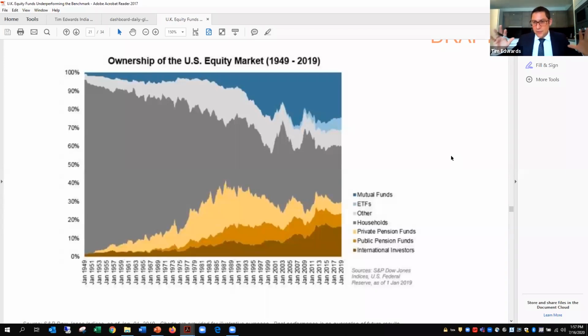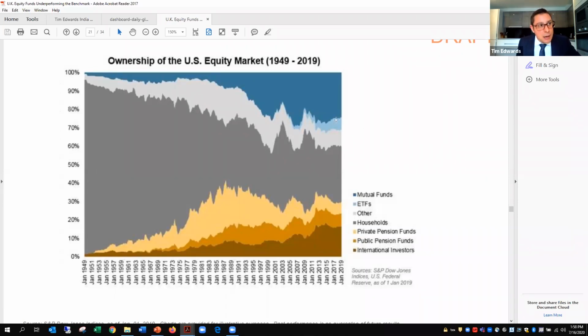But to the question of how big ETFs are and whether they are wagging the dog: this graph shows ownership of the US equity market. Who owns the stocks? That big gray piece in the middle is individual households, which speaks to the decline of the retail individual investor and the professionalization of the US market. In dark blue at the top you have mutual funds, whose big period of growth was the 80s and early 90s. Then at the bottom you have international investors, who are taking more and more interest, public pension funds, private pension funds, and other, which includes charities and so on.